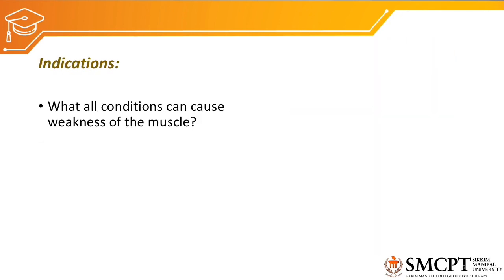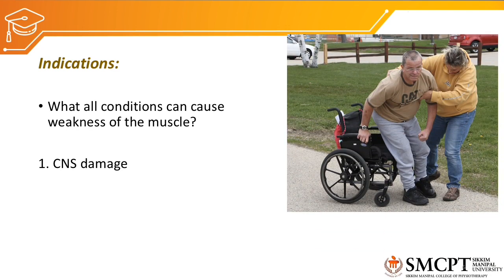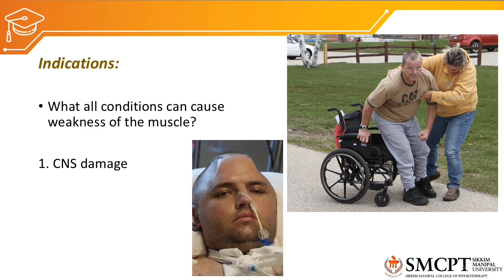So we know that manual muscle testing is used to see the level of weakness or strength of the muscle. So what are the conditions that cause weakness of the muscle? The most common cause for weakness of muscles is central nervous system damage. There are various conditions which cause central nervous system damage, that is traumatic spinal cord injury, any accidents causing traumatic spinal cord injury, or brain injury. So if the motor areas of the brain or spinal cord are injured, then obviously there would be muscle weakness.